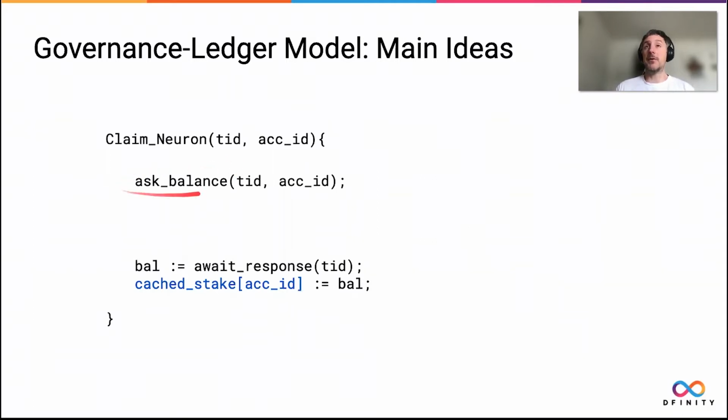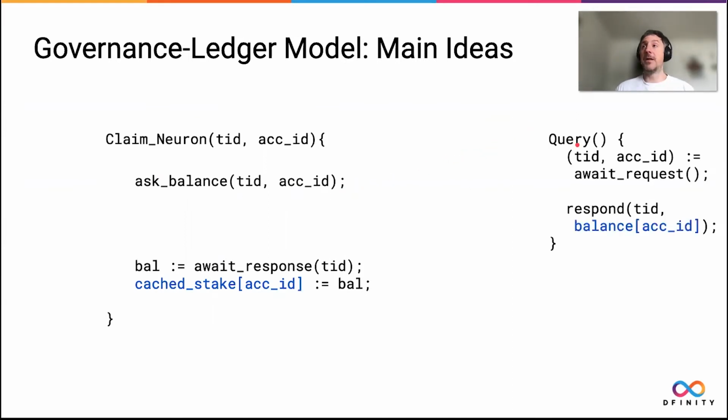Okay, so like I said, we are going to ask the ledger for something. So we will also need some pseudocode for what the ledger does. We'll have a query method at the ledger end, which is going to await a request, and it's going to receive the thread ID of the requesting governance canister method, and the account ID. And it's going to respond to this request by just returning the balance of the asked account, right? So here we will also need another piece of state to record the balances. This is kind of obvious, right? We already had these in the previous slide.